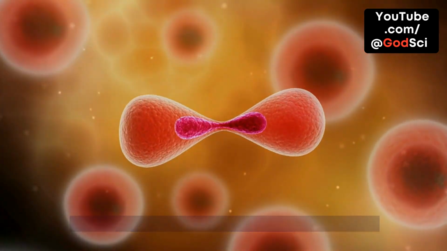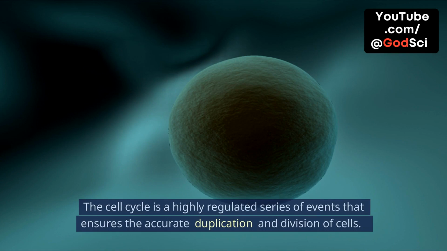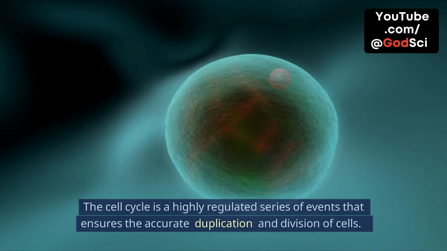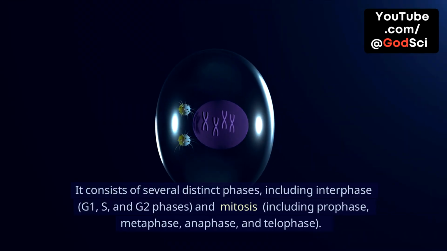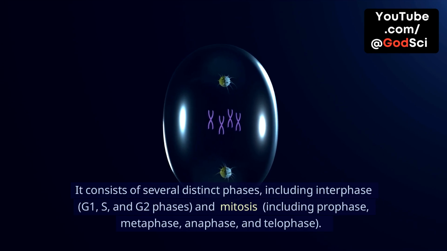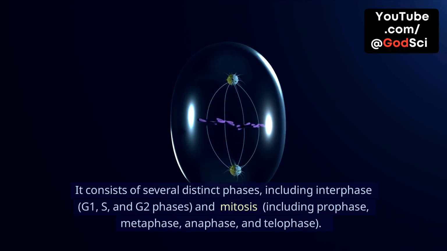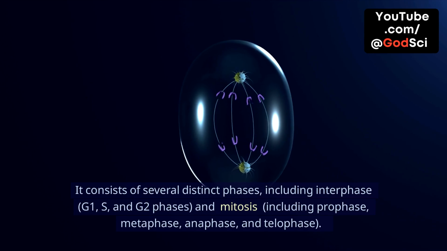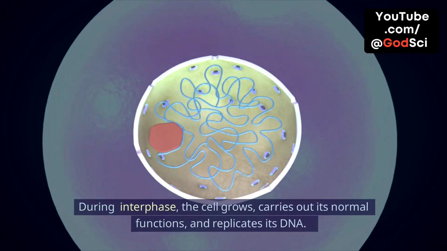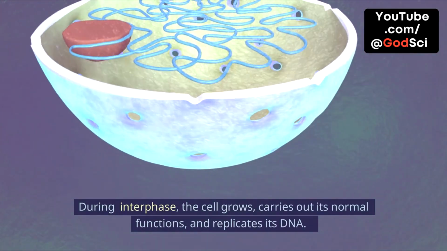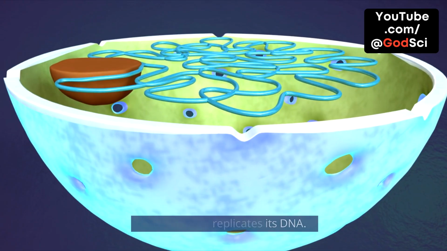5. Cell cycle. The process of cell growth, DNA replication, and cell division that leads to the production of new cells. The cell cycle is a highly regulated series of events that ensures the accurate duplication and division of cells. It consists of several distinct phases, including interphase, G1, S, and G2 phases, and mitosis, including prophase, metaphase, anaphase, and telophase.